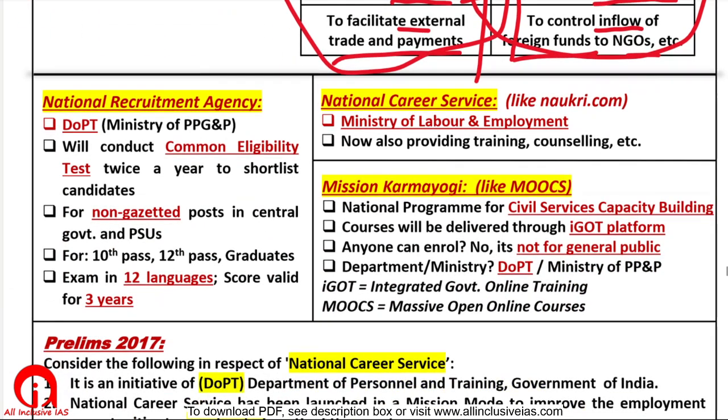Next thing in news was Mission Karmayogi. Look, Mission Karmayogi is nothing but like your MOOCs course. What are MOOCs courses? These are massive open online courses. Like you have websites like edX.org or Coursera. Thousands and lakhs of people can do online courses there.